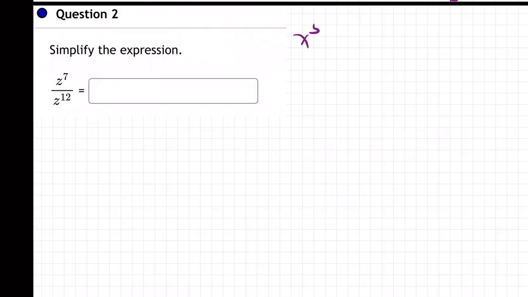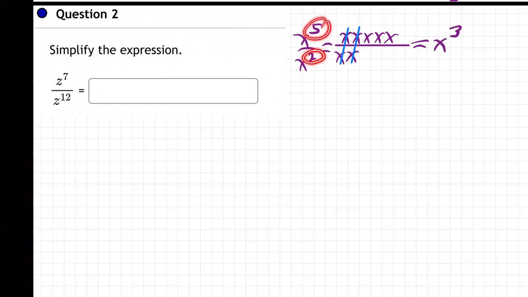What if we had x to the 5th over x squared? You know what that means, right? It's 5 x's over 2 x's, and then we can cancel. And so what becomes of it is x to the 3rd. And so the rule is you should subtract to get the answer, right?